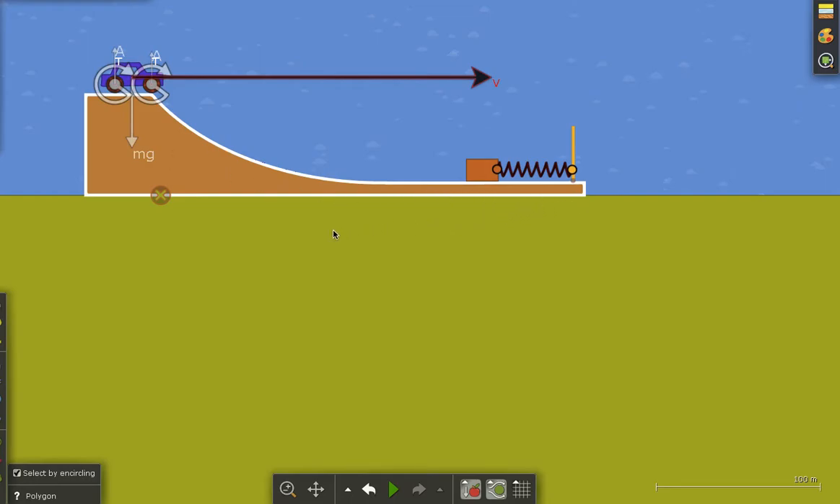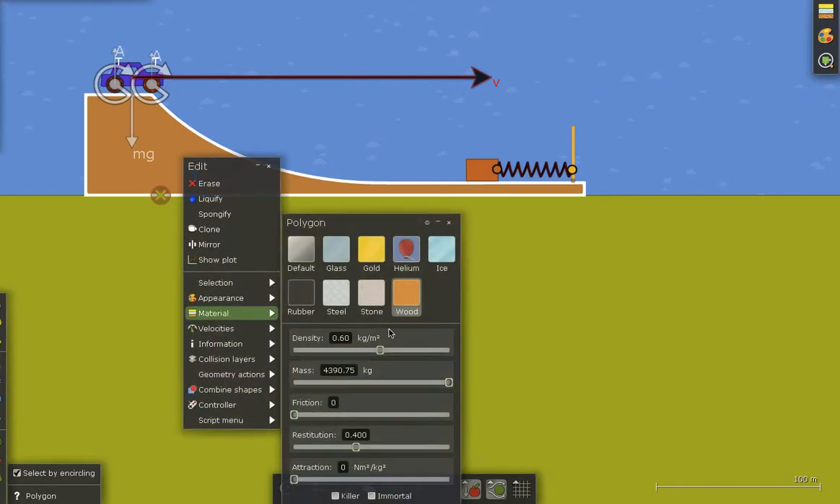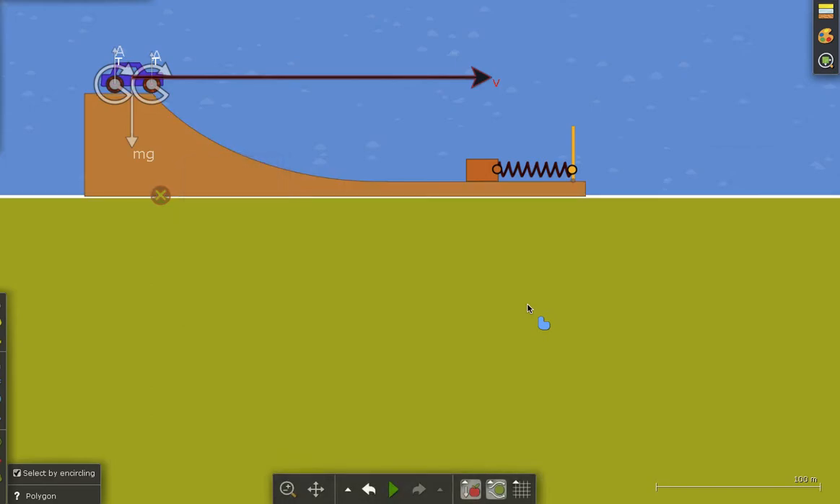And in order to just focus on the three types of energy mentioned above, I've made the material of the ramp wood and frictionless, as you can see here. So there's no friction and it's wood. So friction will not have to be considered in the transformation of energy of this system.